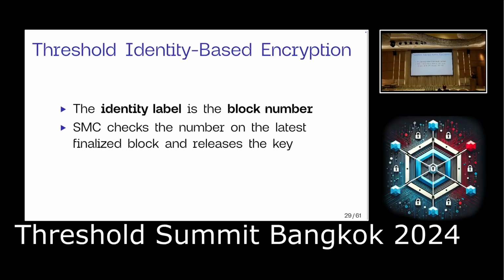The second scheme is threshold identity-based encryption, where the secret management committee will generate decryption keys using identity-based encryption for every future block and release those keys when it receives a finalized block with that number. This is very similar to DRAND, except that we don't use real-world timestamps, but block numbers.